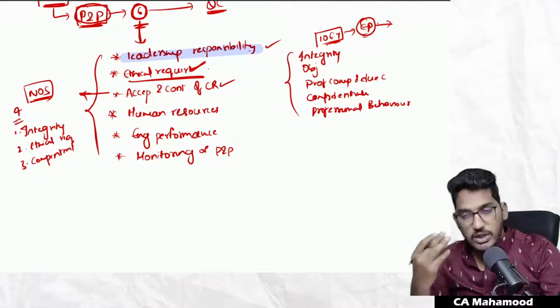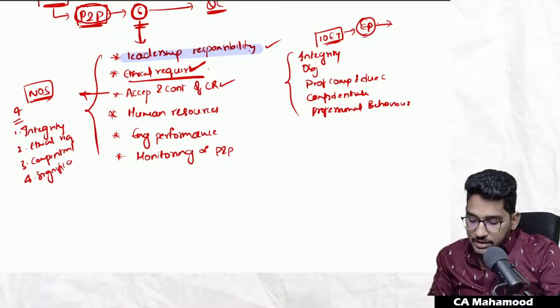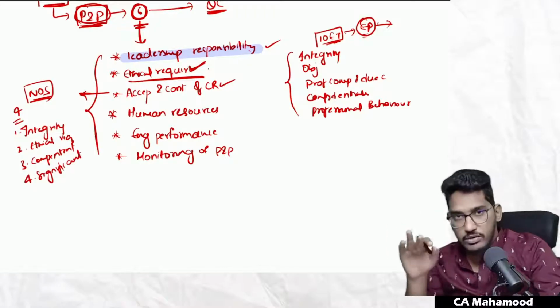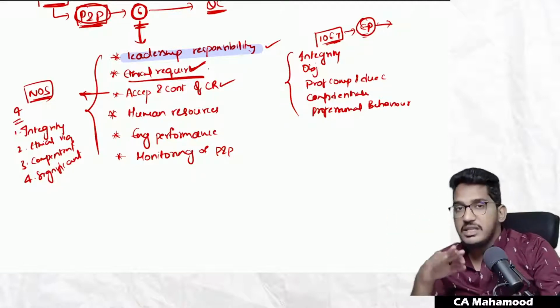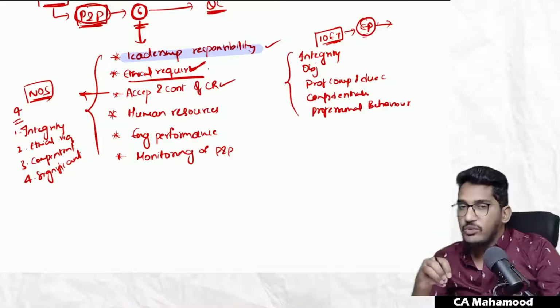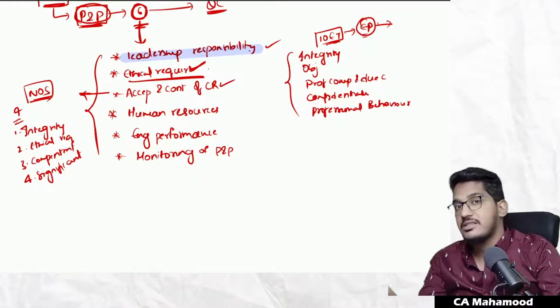That you check it, then only you accept the audit assignment. Fourth one, you should also consider significant matters which have arisen during the course of the previous audit. If at all you have done any other previous assignments for the same client last year, if there are any significant matters, that also you consider in deciding whether to accept the client relationship for the next year or not.